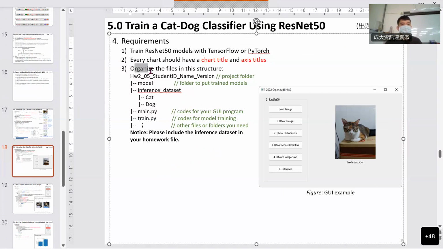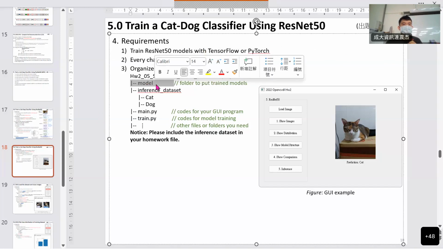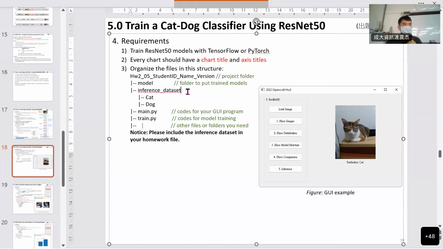The last one is that you should organize your files in this structure. The first one is the project folder, and the folder name should be HW205, your student ID, your name, and the version of these files. In this folder, you should contain a folder called model to put your trained models, and a folder called inference dataset. This is just the inference dataset I give you, and you should put those images in this folder.